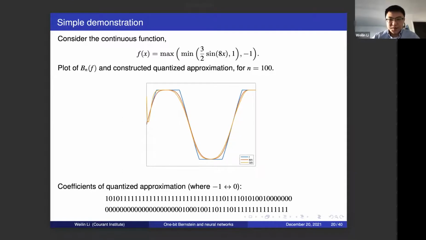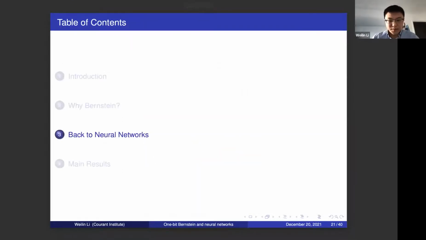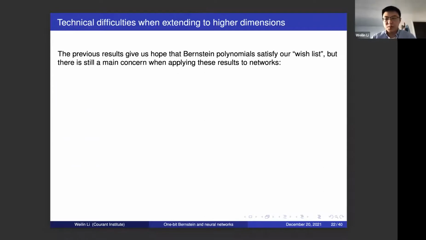Okay, so this is how we ended up with Bernstein. So Bernstein gives us hope that these functions satisfying our wish list might actually exist. So maybe we should just use the Bernstein polynomials.